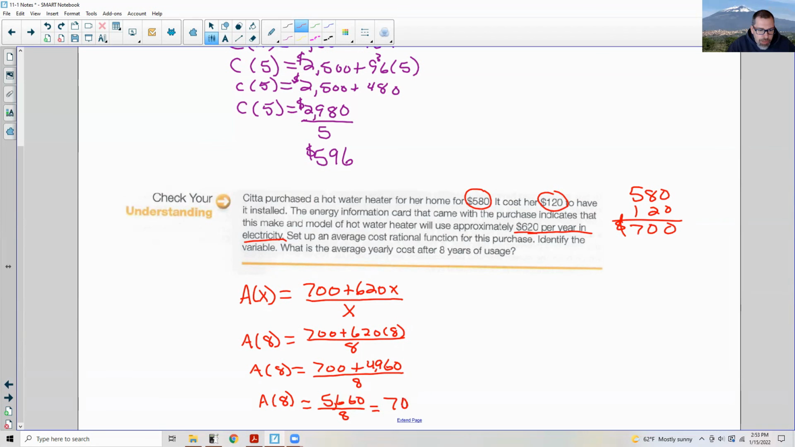And 8 goes into 56 7 times with no remainder. 8 will not go into 6. 7 times 8 is 56. The remainder of 4. It'd be $707.50 to run the machine 8 years. On average, on average per year. Okay.